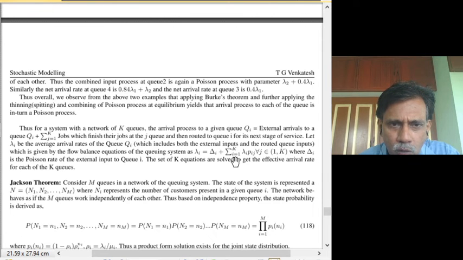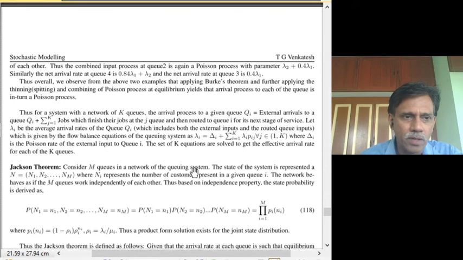So I think this would be better. The right equation is: lambda j is equal to delta j plus sigma i varies from 1 to k of lambda i p ij.